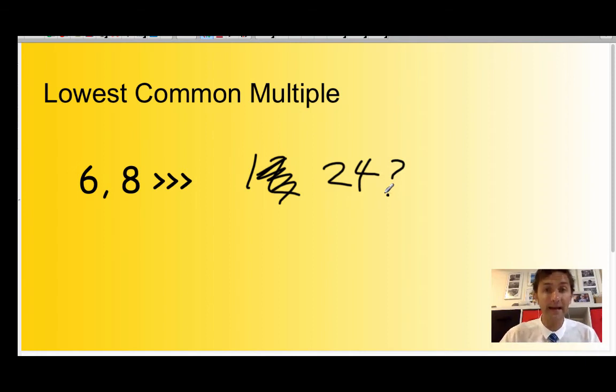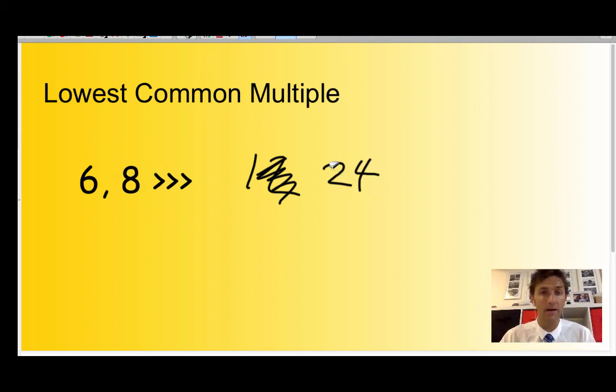Okay, I hope you're back. And I hope you've discovered that actually I think it is 24. If you can do better than 24, I'm very interested. 6 times 4 is 24 and 8 times 3 is 24. I don't think you can get any number lower than 24 that both these numbers will divide into. 6 goes into it 4 times, 8 goes into it 3 times.